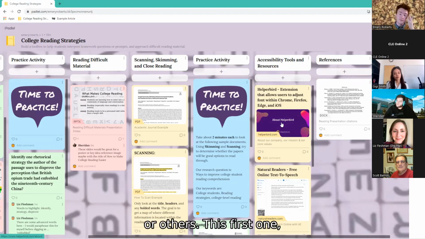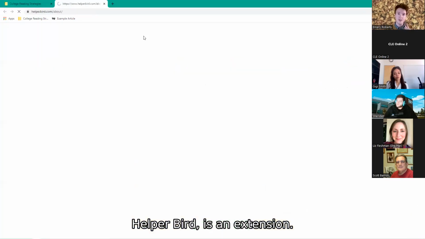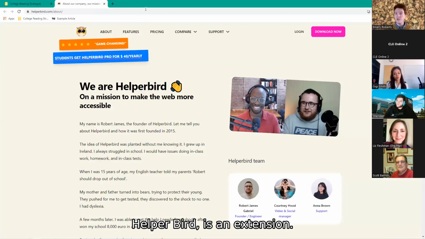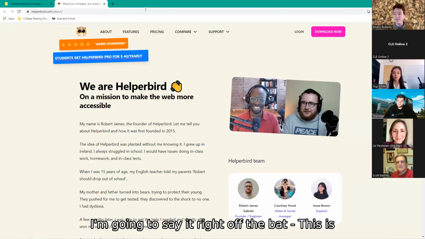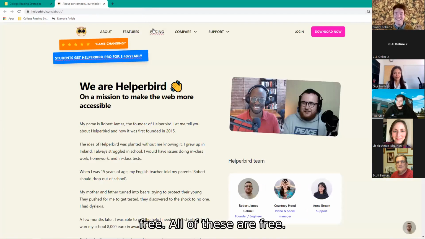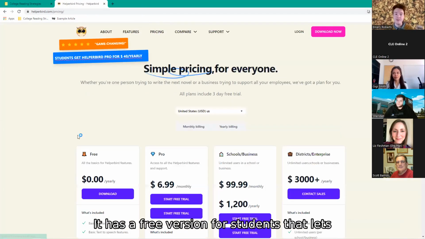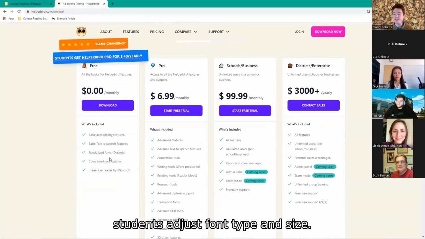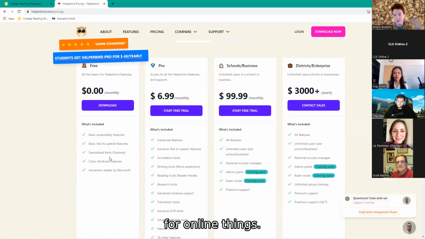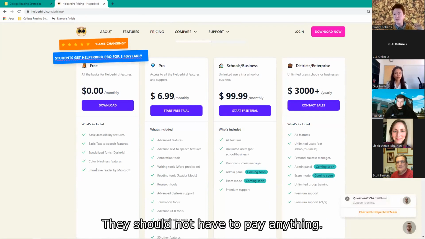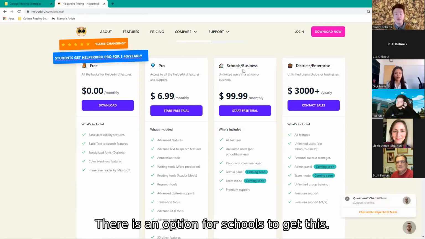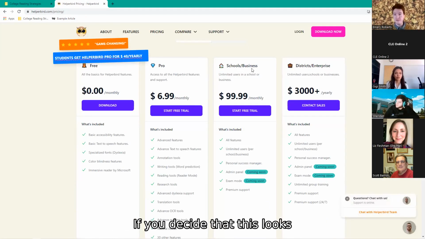This first one, Helper Bird, is an extension. I'm going to say it right off the bat: this is free. All of these are free. It has a free version for students that lets students adjust font type and size for online things. They should not have to pay anything. There is an option for schools to get this. If you decide that this looks like the kind of thing that would be helpful for your school, you could maybe advocate for that, but it's completely free.